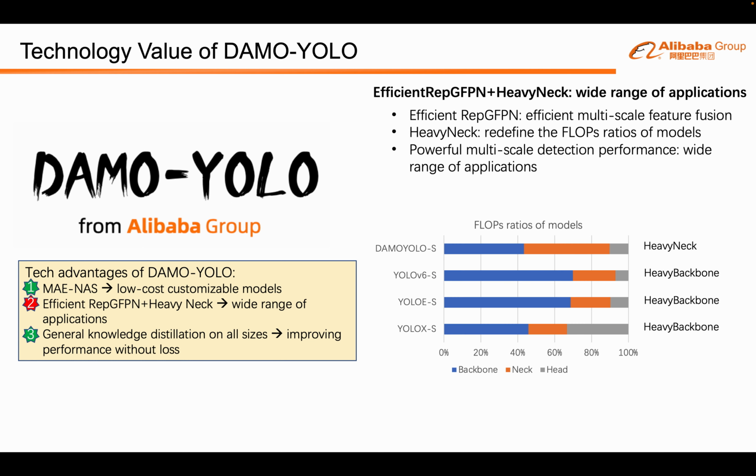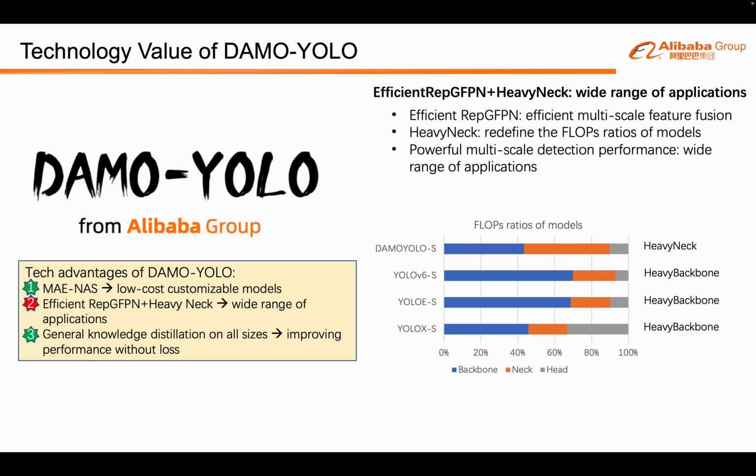The range of applications is an important indicator to measure the quality of a model, which depends on its multi-scale detection capability. Here we will show how we improve the multi-scale detection capability of our models. Two of the core technologies are efficient wrap GFPN and heavy neck paradigm proposed by our team. Efficient wrap GFPN is modified from GFPN, a previous work proposed by our team at ICLR 2022.